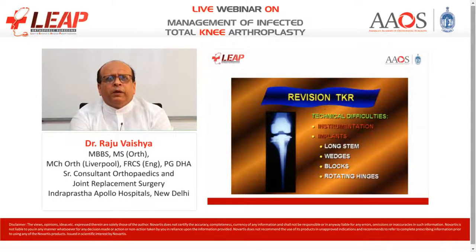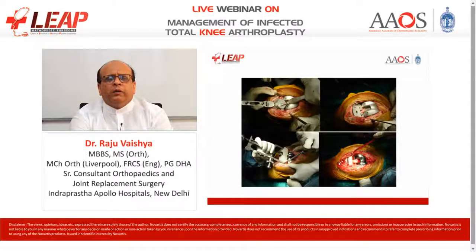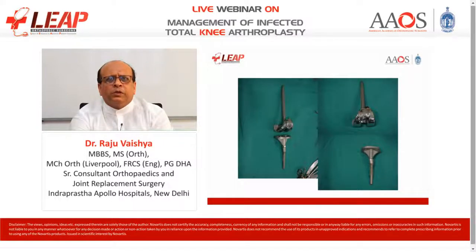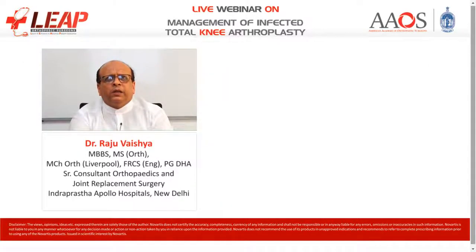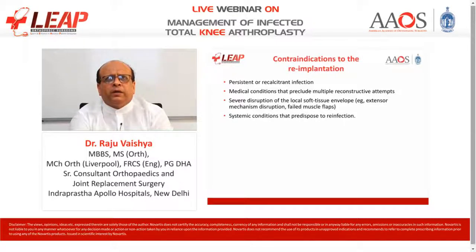Here is a case who had total knee arthroplasty revision after total knee arthroplasty with long stem. The contraindications for reimplantation include persistent or recalcitrant infection, medical conditions that preclude multiple reconstructive attempts, severe disruption of the local soft tissue envelope, like the extensor mechanism, and systemic conditions that predispose to infection.